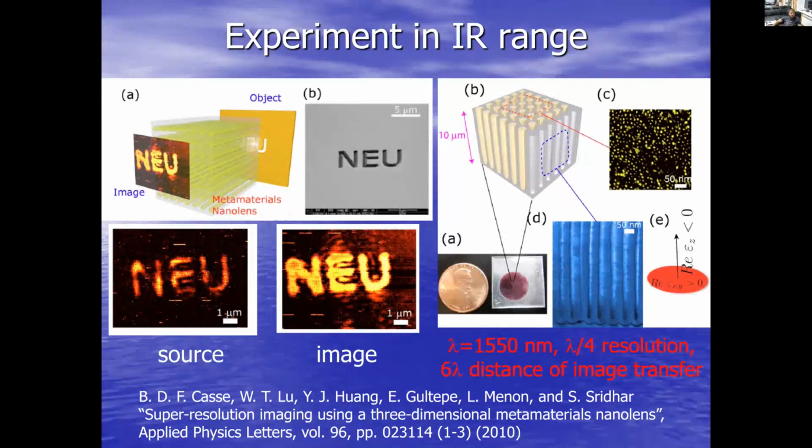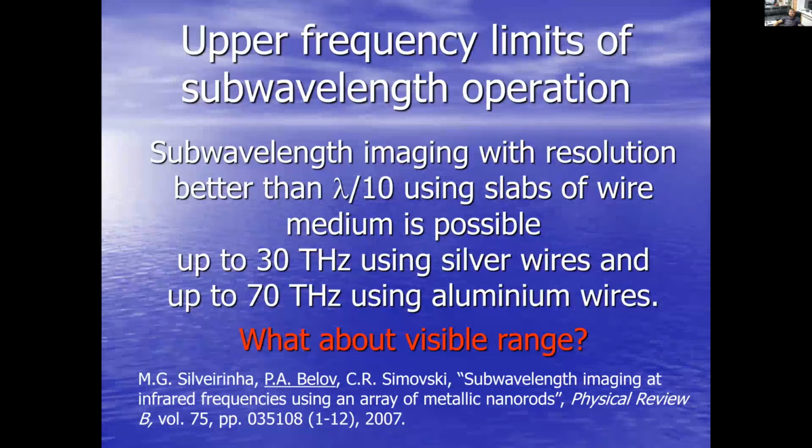So at this moment, we understood that there is no way to go to higher frequencies with the same concept, and we need something else. So we actually estimated all possible kinds of materials. There was a chance to use aluminum wires and go up to 70 terahertz, but it didn't help. So it's again infrared, nothing in the visible domain. And they started to think about what we can do in the visible range.